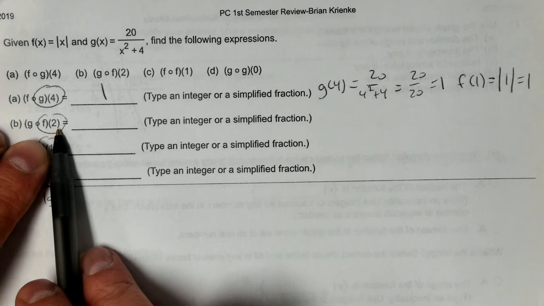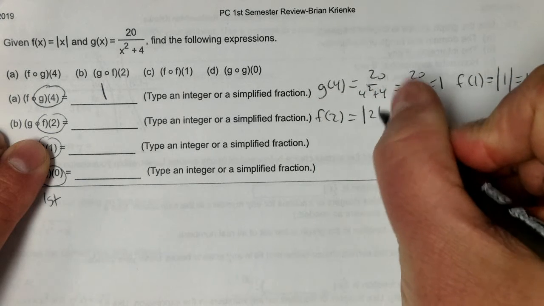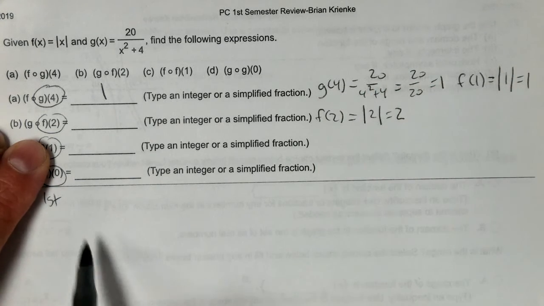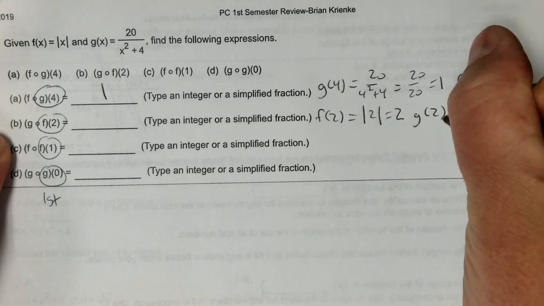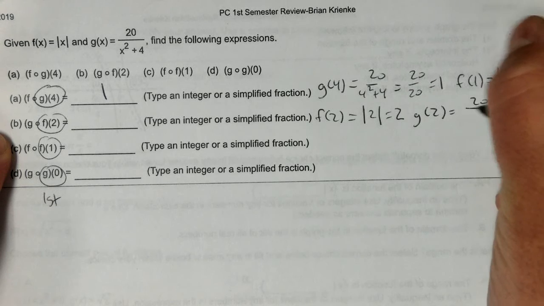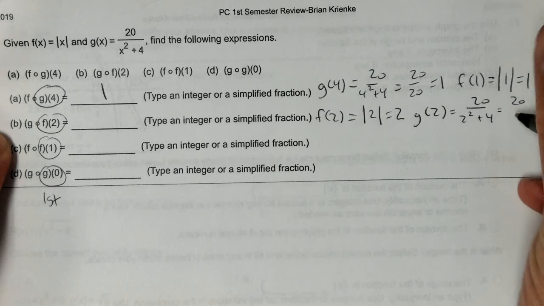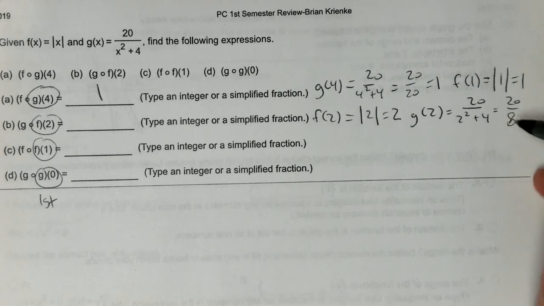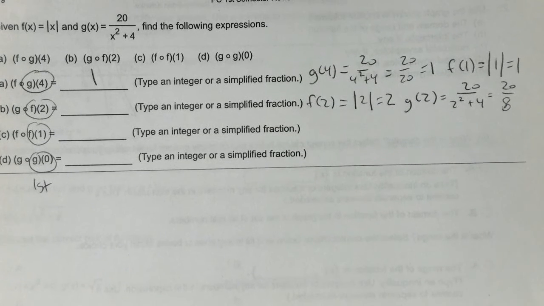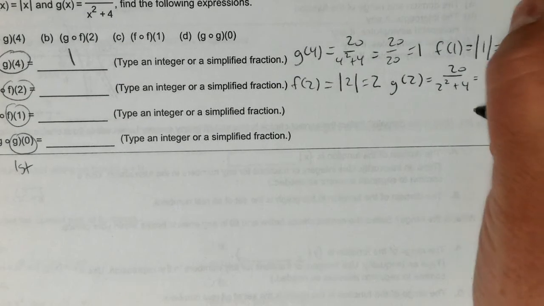So this one we're doing f of 2 first. And so you have the absolute value of 2, which is 2. Then you do g of that answer. G of 2 would be 20 over 2 squared plus 4. That's 20 over 8. And then since both of those are even, you're going to want to reduce that. In fact, they're both divisible by 4, so simplify as much as you can, and you get 5 halves.